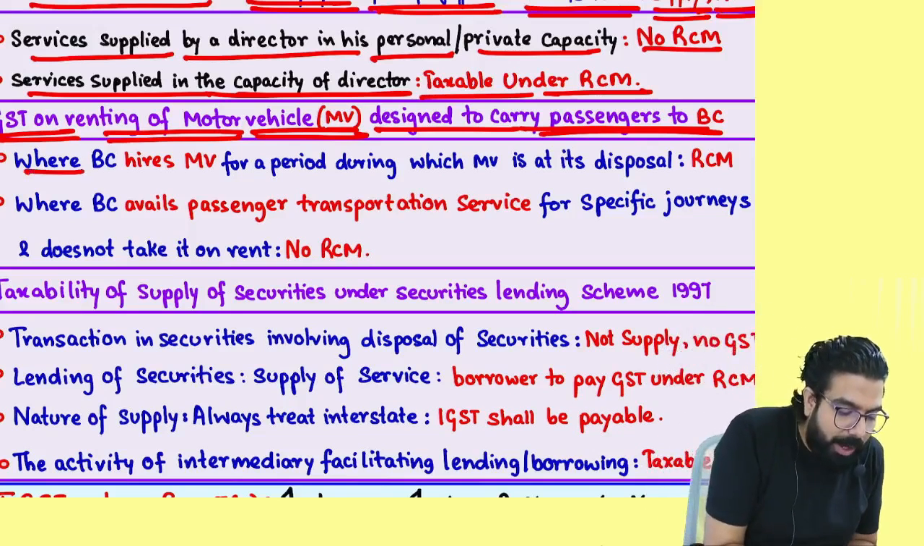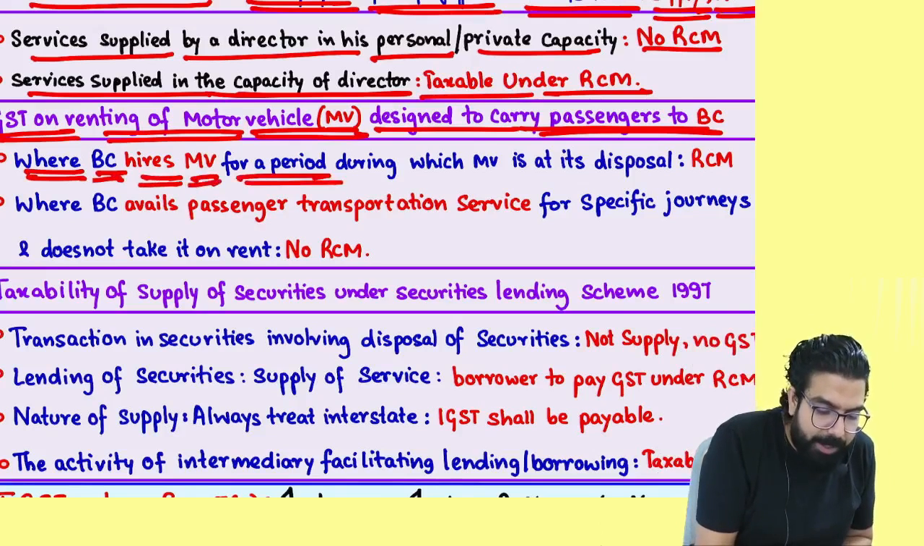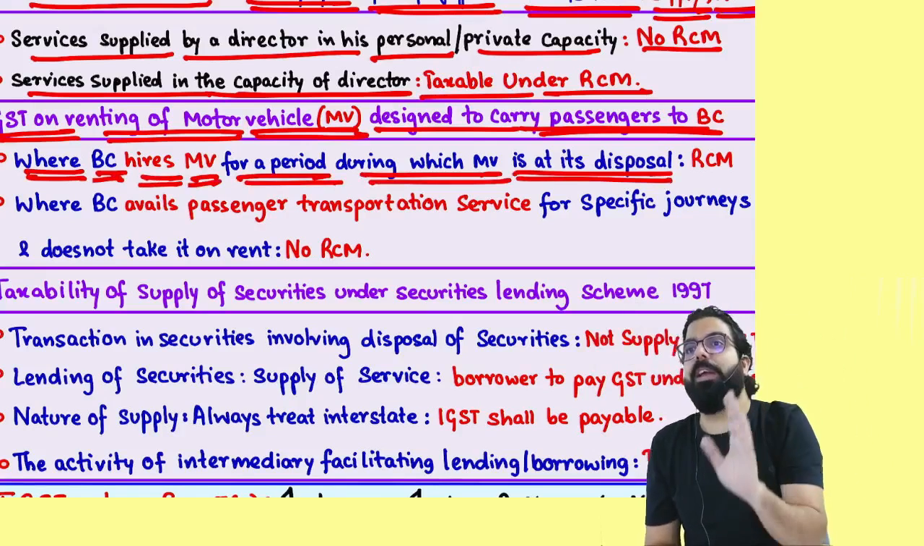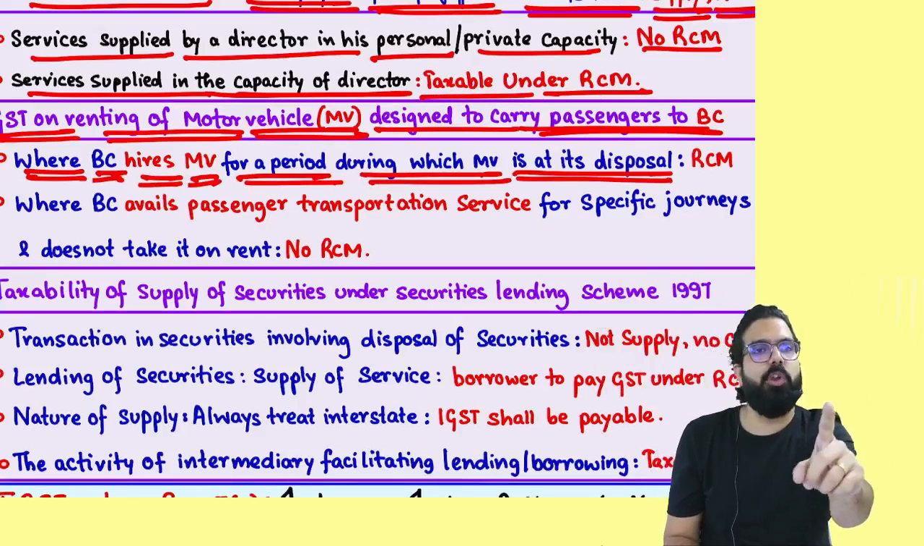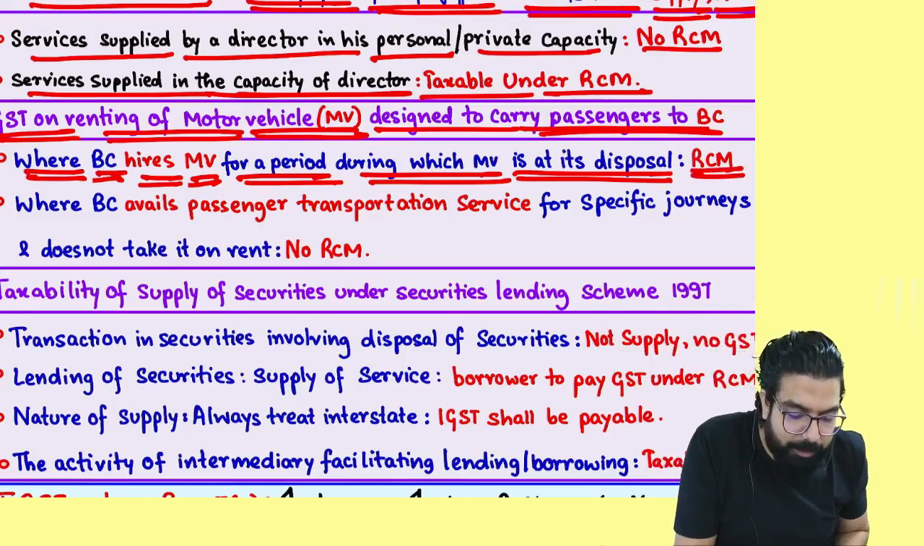Remember one thing: when a body corporate hires a motor vehicle for a period during which the motor vehicle is at its disposal, meaning I gave you the motor vehicle, you use it however you want, and I charge you 20 rupees per kilometer, that time RCM is applicable.